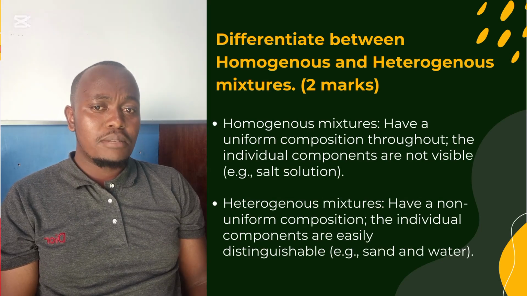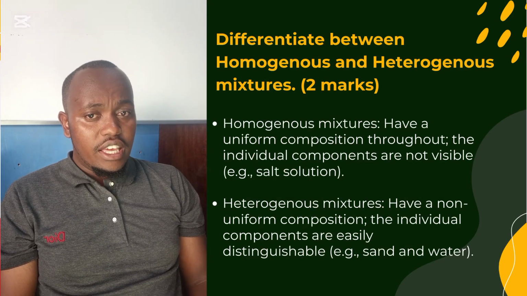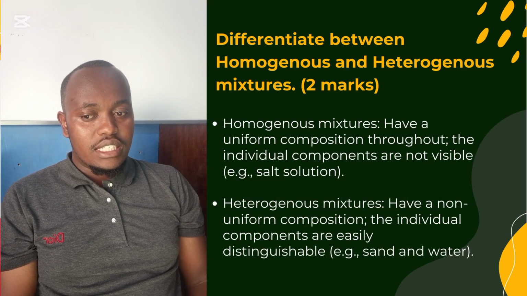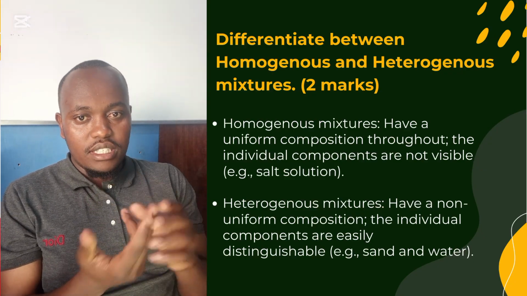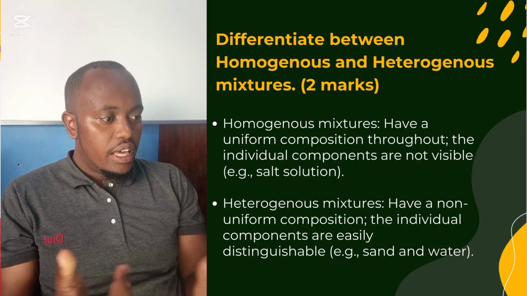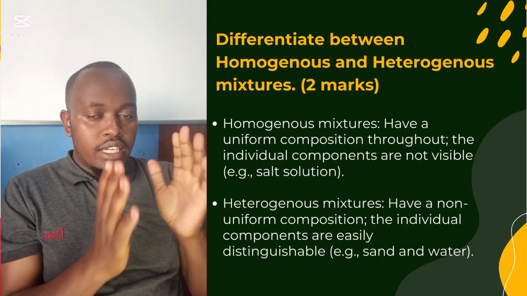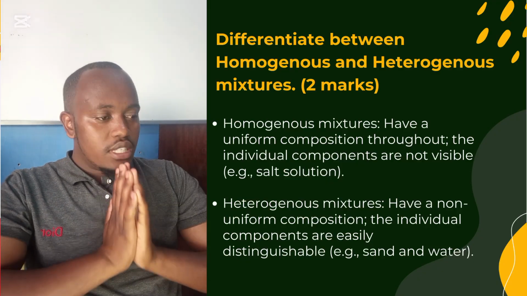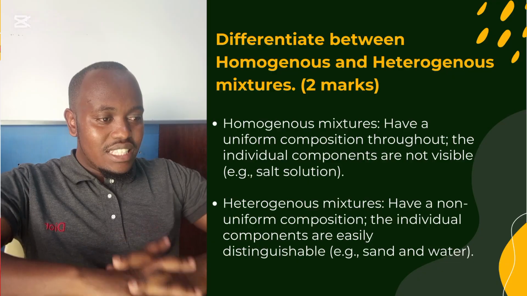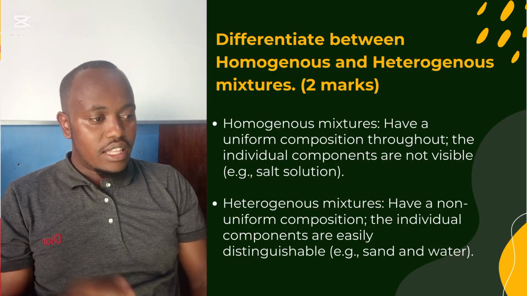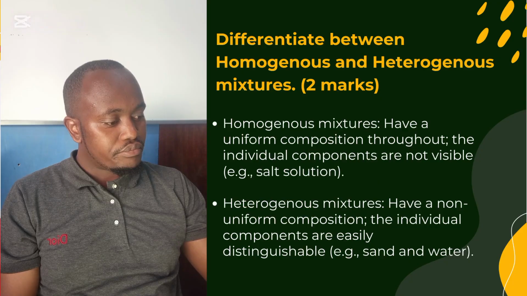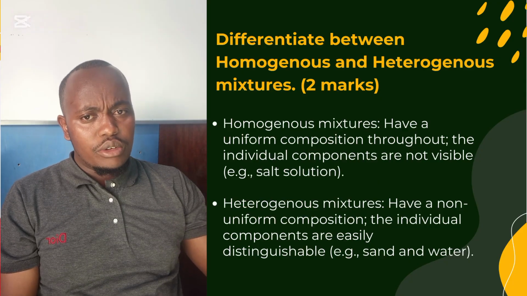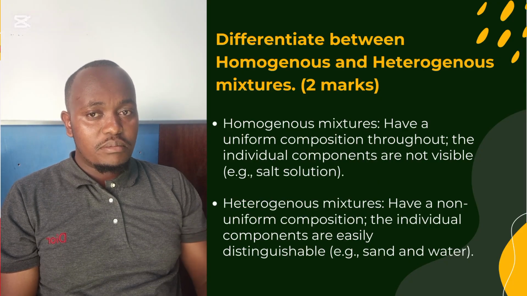For example, if you mix maize and beans, when you look at them you can tell maize is there and beans are on this other end. The same with sand and water. If you mix sand and water, you can easily tell there is sand there and there is water on another end. So that's how you can give as many examples.